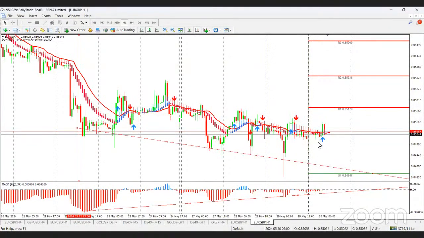And an arrow is already there on the screen telling us that the price is ready to push back to the upside. So we're ready to buy, okay? Let me choose an arrow here to point that out. We're ready to buy around here, right? Because we see an arrow in time.